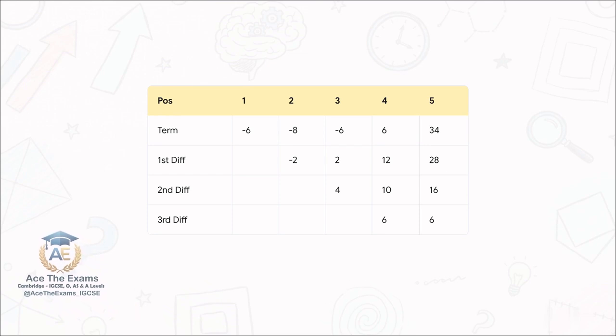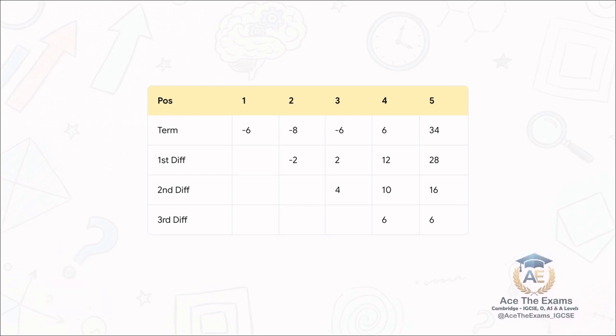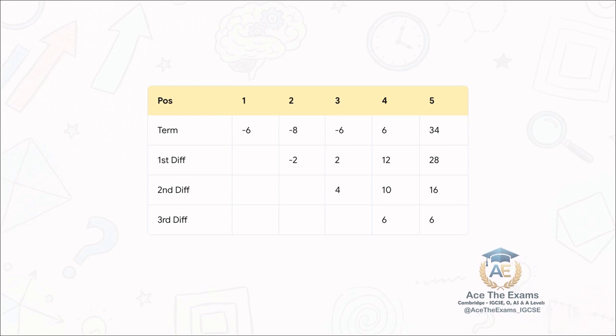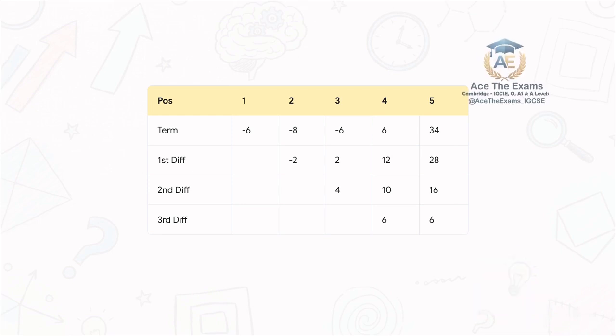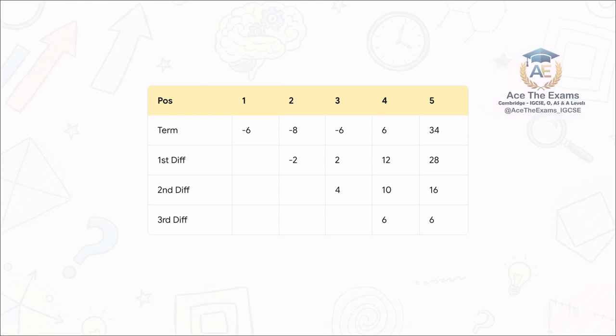Look closely at the terms, -6, -8, -6, 6, 34. The first difference is -2, 2, 12, 28, still totally chaotic. The second difference is 4, 10, 16, getting closer but still not constant. Finally, we dig into the third difference, and there it is, a constant 6. Because it took 3 full layers to find a constant, we mathematically prove it is a cubic sequence. It's like a giant archaeological dig, and you just hit the treasure.